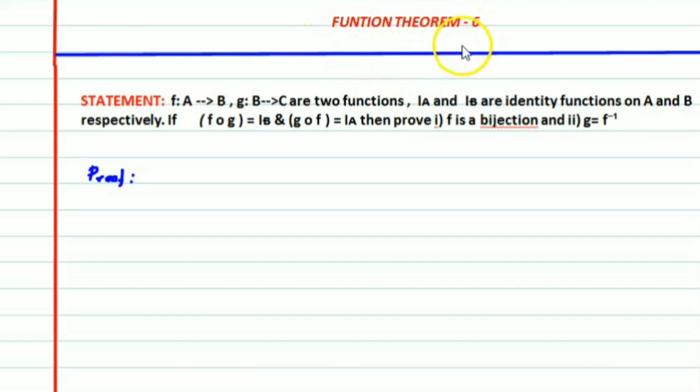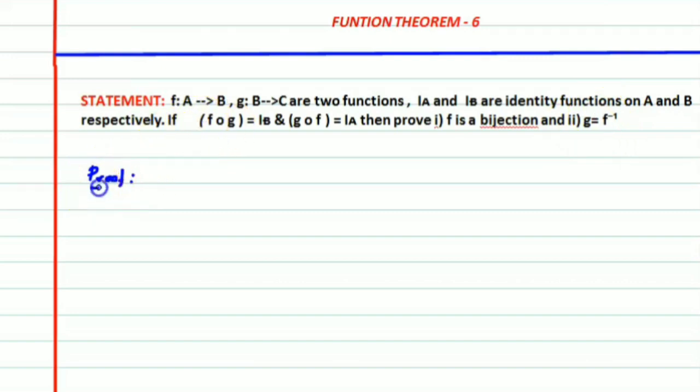Function theorem 6, the sixth theorem. The statement is: F maps A to B, G maps B to C are two functions. IA and IB are identity functions over A and B respectively. If G circle F is equal to IA and F circle G is equal to IB, then prove that F is a bijection. First, we have to prove F is a bijection. Secondly, we have to prove G is equal to F inverse. F is a bijection, F inverse exists, and this is equal to G.